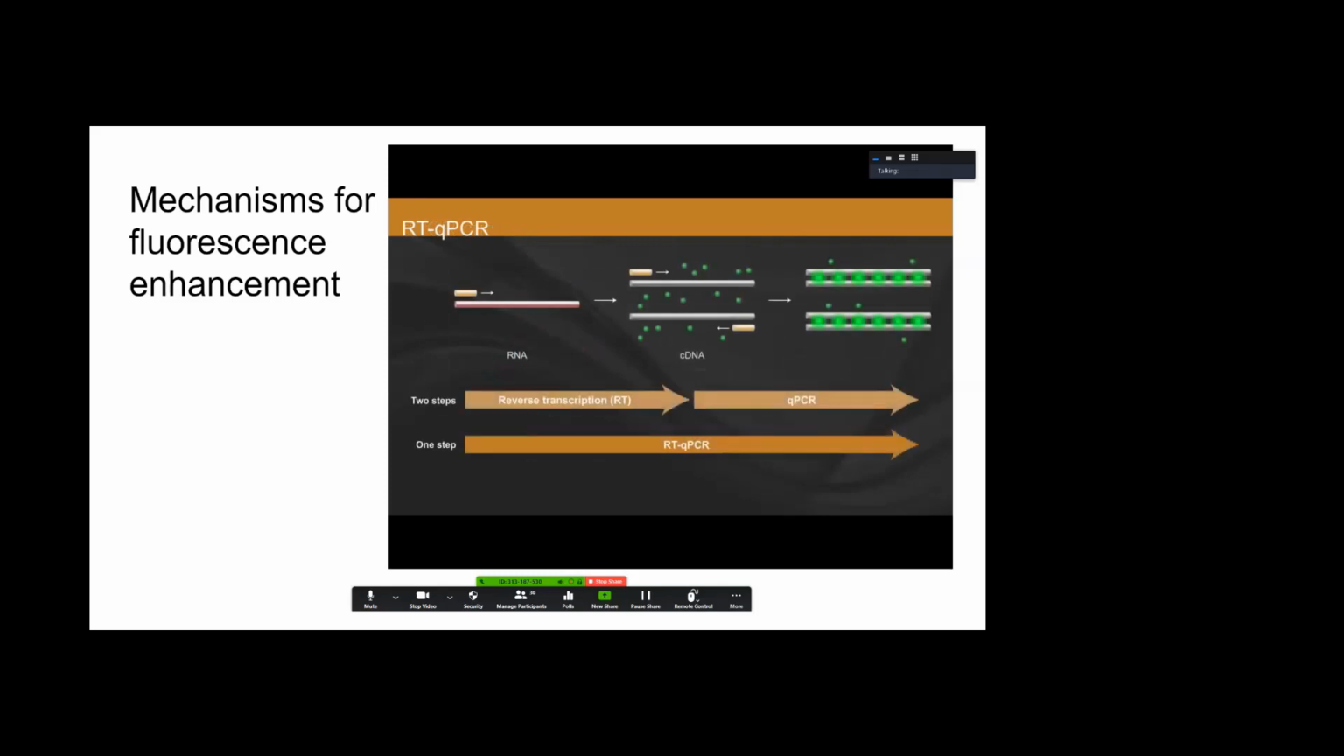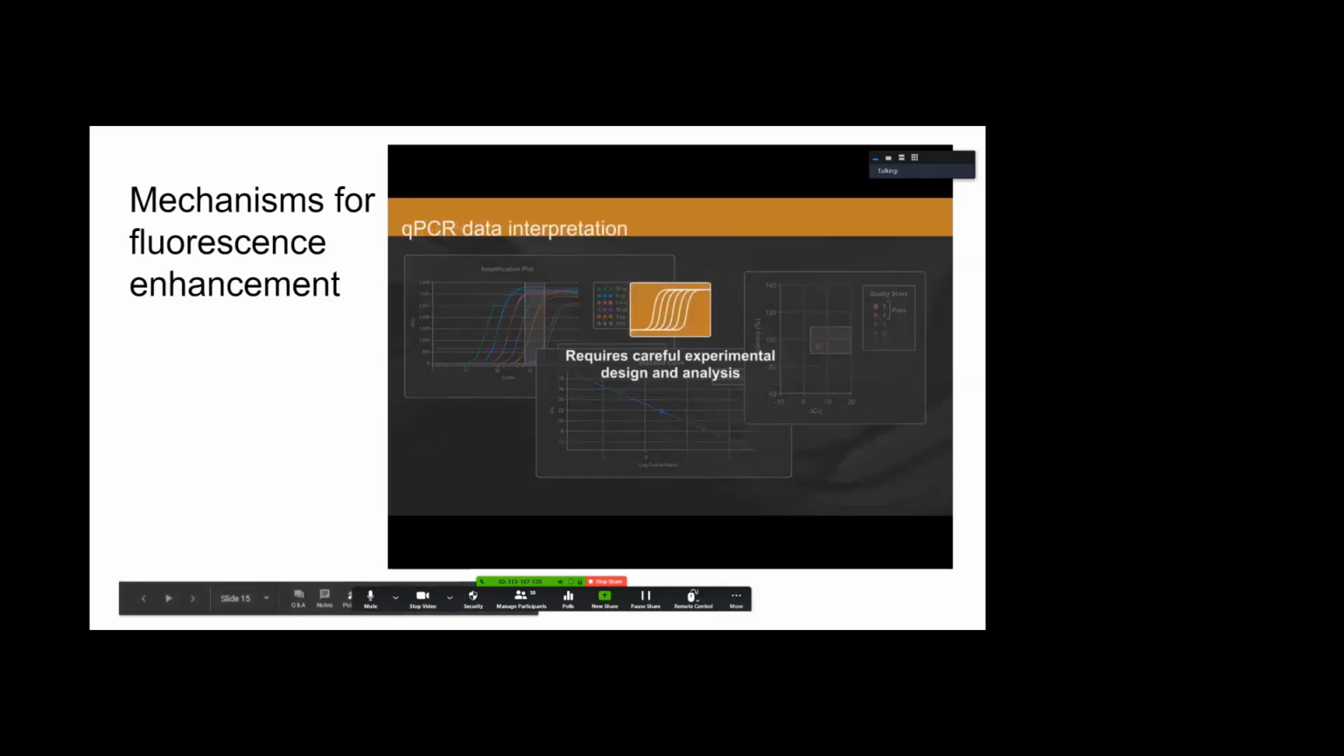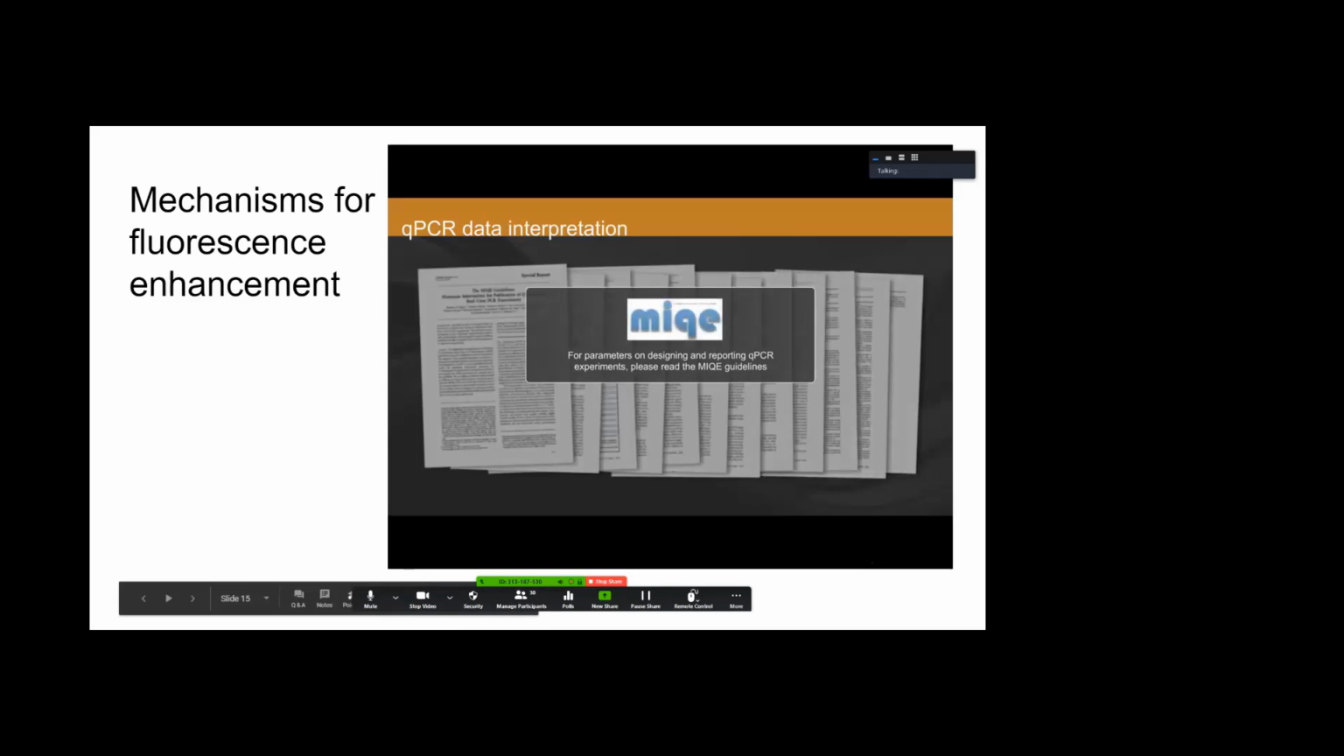qPCR can also be modified to detect and quantify RNA. Interpretation of qPCR data requires careful experimental design and analysis. For parameters on designing and reporting qPCR experiments, please read the MIQE guidelines, which have been established to ensure consistent experimental design and data analysis appropriate for peer-reviewed publication.